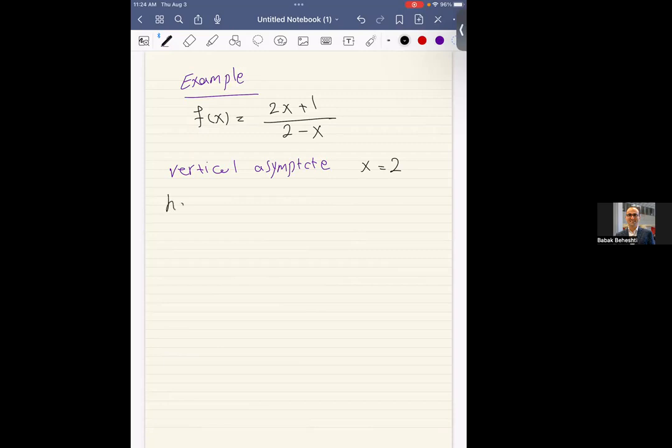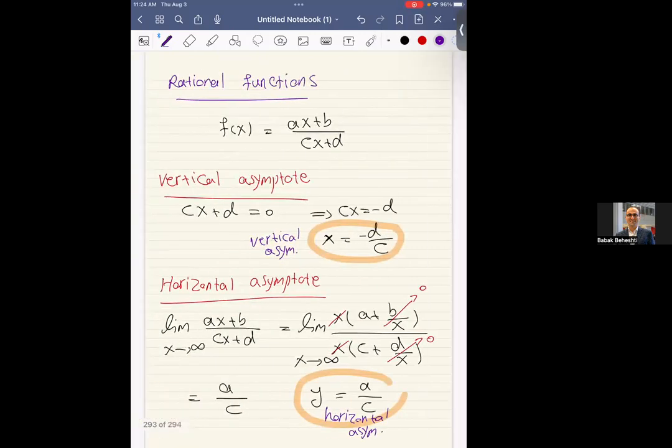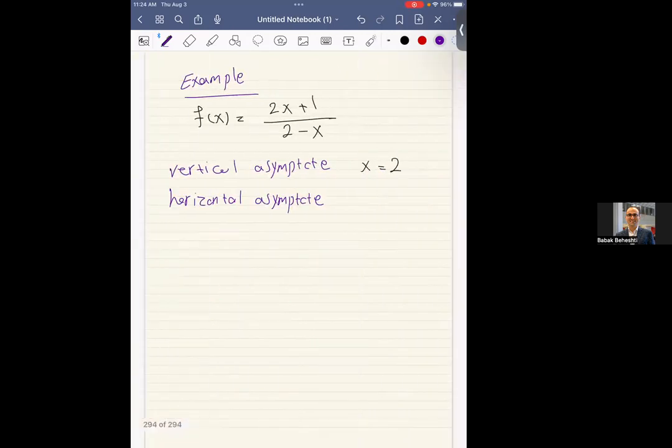What is the horizontal asymptote? Remember, when you have ax plus b divided by cx plus d, the horizontal asymptote is a over c. So the coefficient of x on the top, which is 2, divided by the coefficient of x on the bottom, which is minus 1. So it's minus 2. So the horizontal asymptote is y equal to -2.